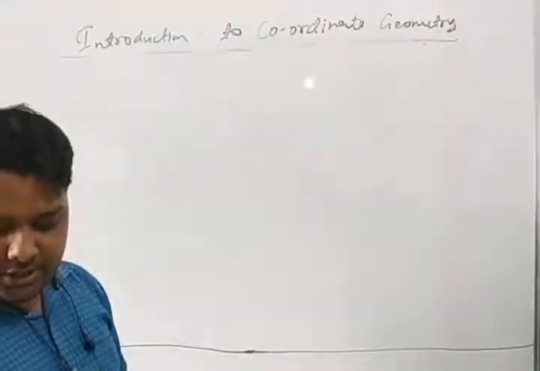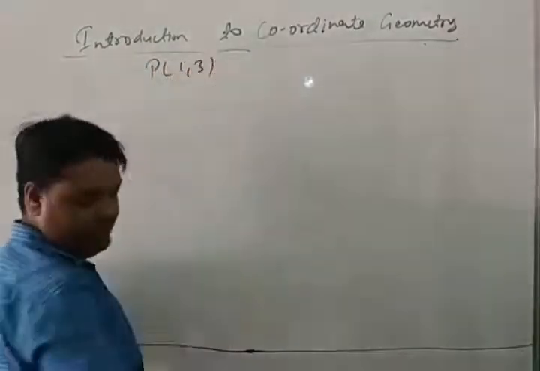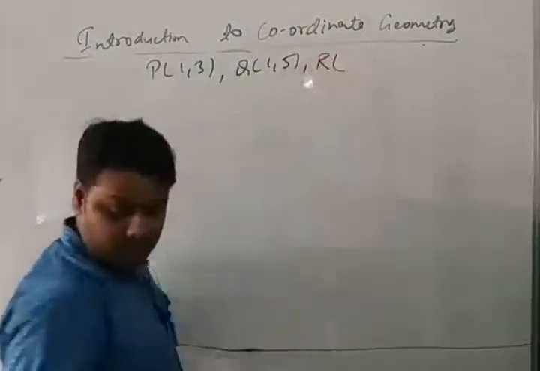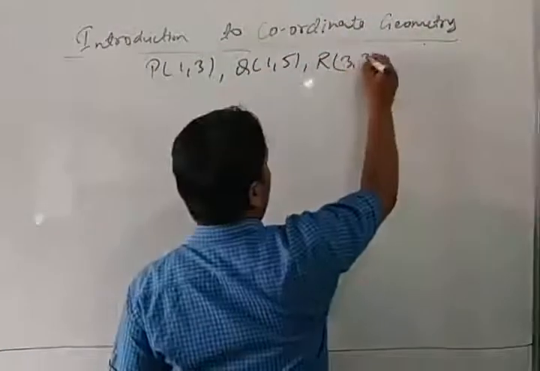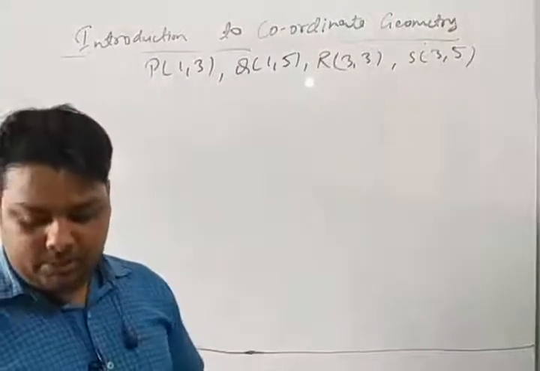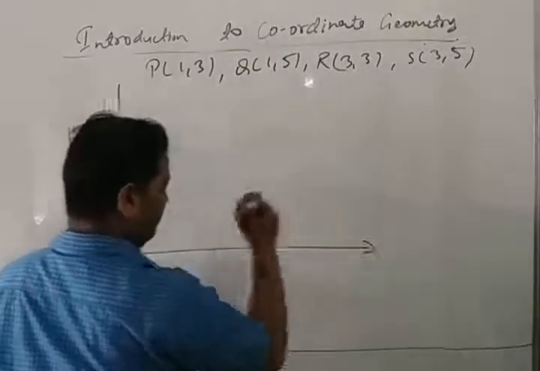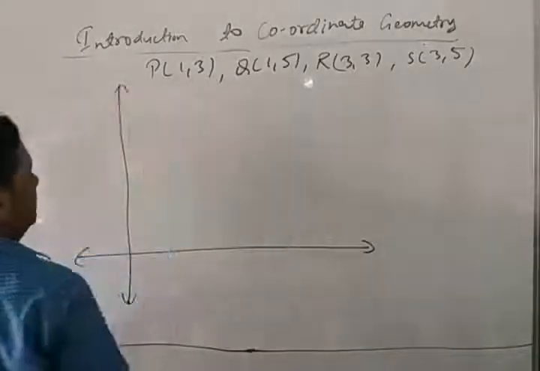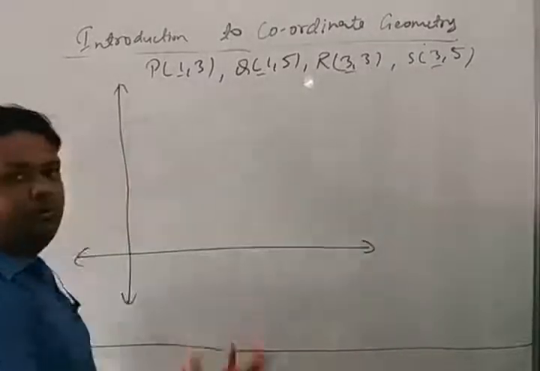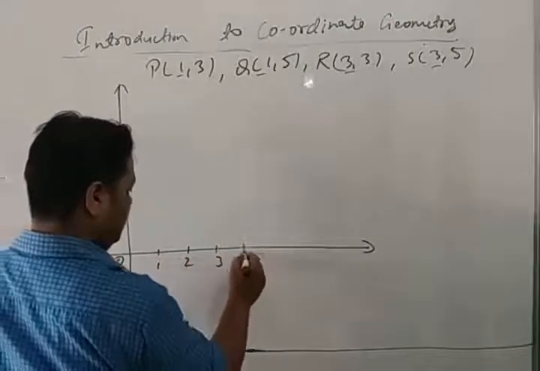Now the question says we have to plot 4 points: P (1, 3), Q (1, 5), R (3, 3) and S (3, 5). We have to plot these points on a graph. Clearly, first I'm drawing the axes; you can also write it just as before. Now you can see that the highest value in x is 3, so up to 4 we will go: 0, 1, 2, 3, 4.